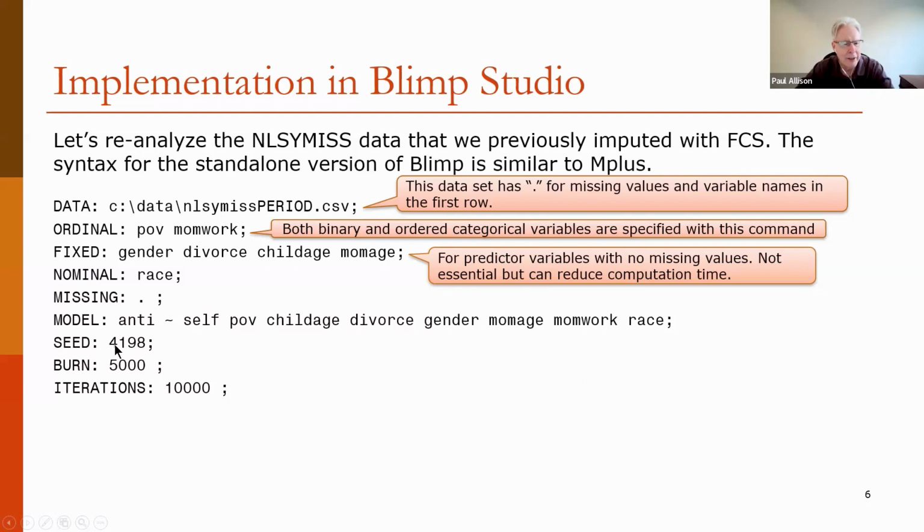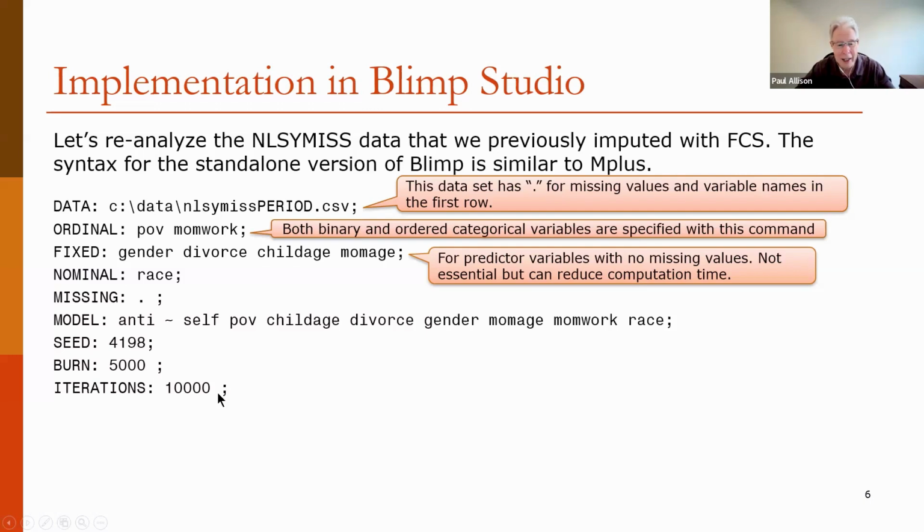We need a seed number, which could be any positive number. And it's important to have a seed number so that you can replicate this if necessary. Burn is for the number of burn-in iterations. So that's how many iterations it runs before it starts to collect the parameters. And then the iterations specify how many iterations after the end of the set of burn-in iterations. So here I specified 10,000.